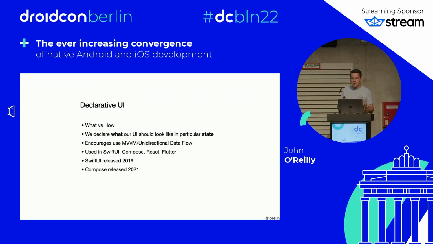Another interesting implication of this approach, then, is that it at least encourages use of MVVM on both platforms, and typically, as mentioned, a unidirectional data flow variation of it. As well as SwiftUI and Compose, it's also the approach used in the likes of React and Flutter. And as we mentioned earlier, SwiftUI was released in 2019 and Compose in 2021.